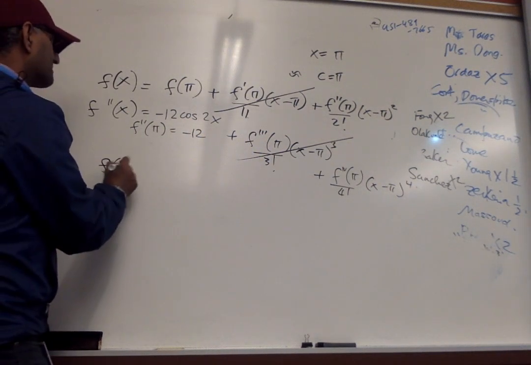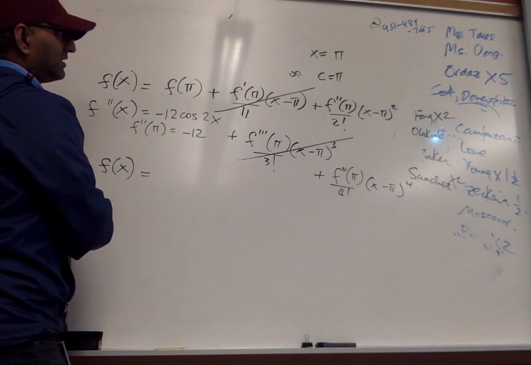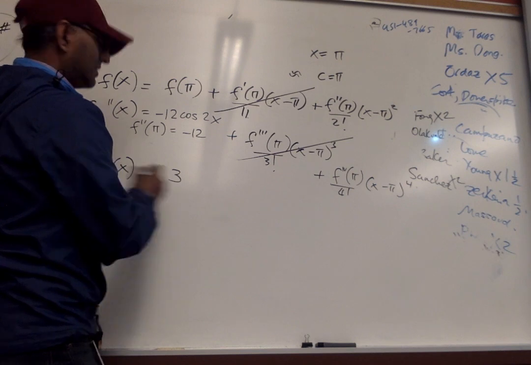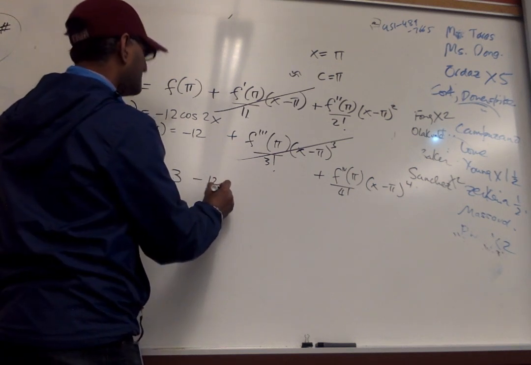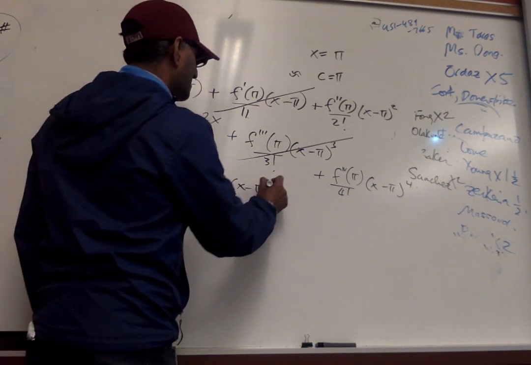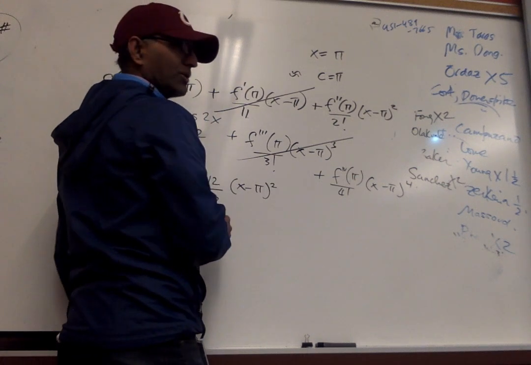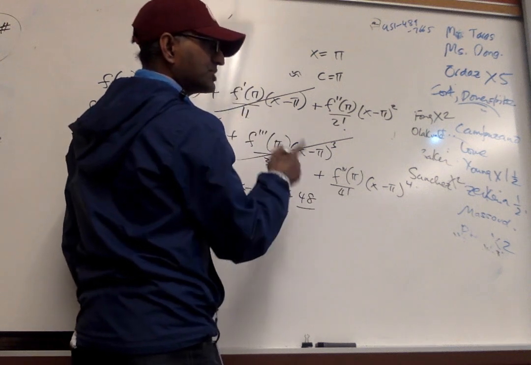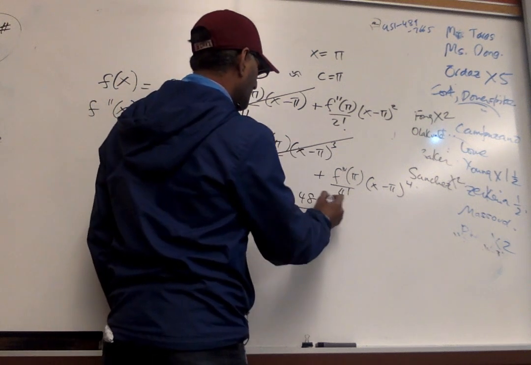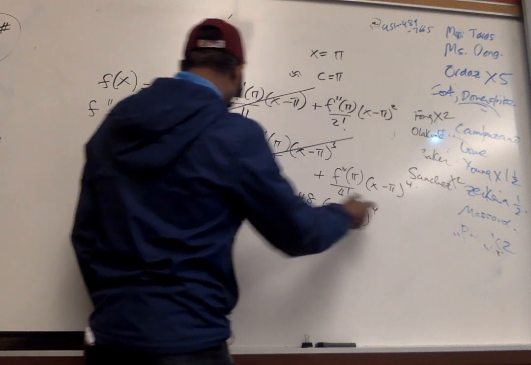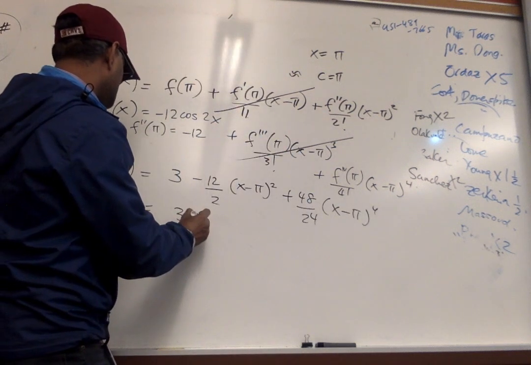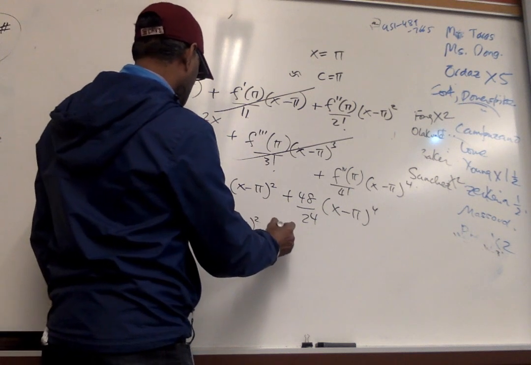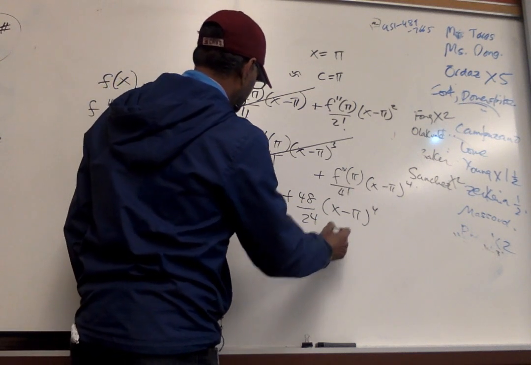So f of x equals, what was f of pi again? 3. What was f double dash again? Look down. Negative 12 over 2, very good, (x minus pi) squared. And then was f fourth 48? What's 4 factorial? 4 times 3 times 2 times 1. 24. (x minus pi) to the power of 4. Absolute final answer: 3 minus 6 (x minus pi) squared plus 2 (x minus pi) to the power of 4.